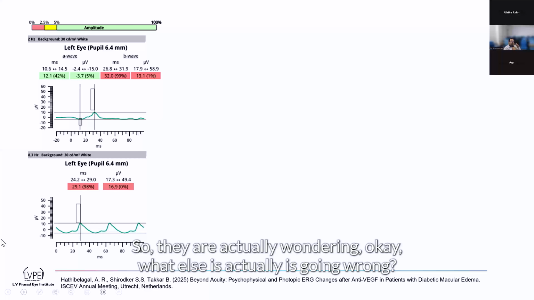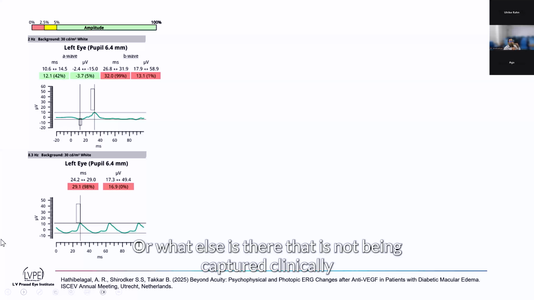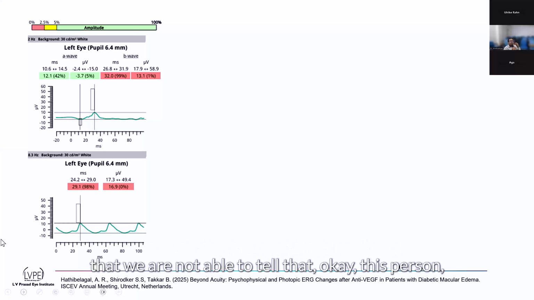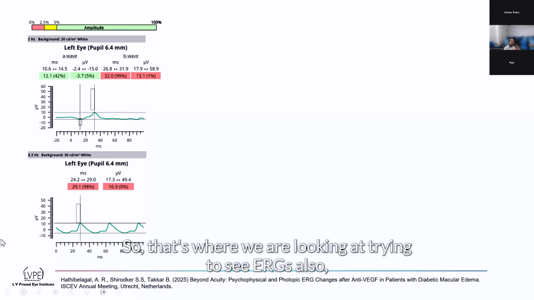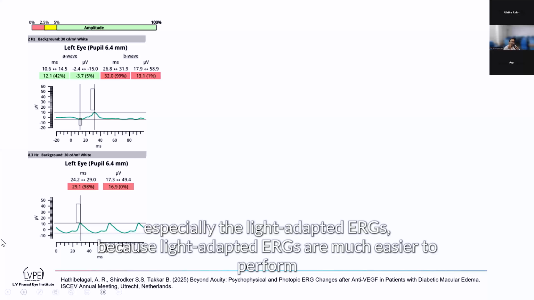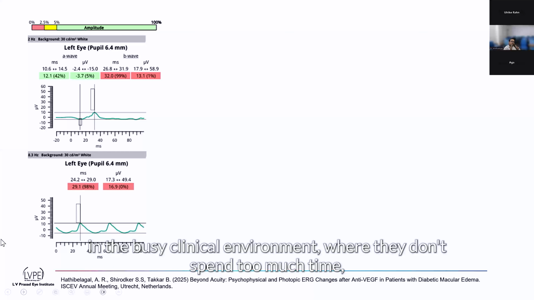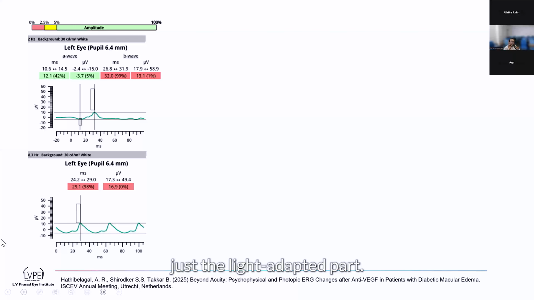So they are wondering what else is going wrong, or what else is not being captured clinically, even though this person might have 20 by 20 acuity. That's where we are looking at ERGs, especially the light adapted ERGs, because light adapted ERGs are much easier to perform in a busy clinical environment where they don't spend too much time, just the light adapted part.